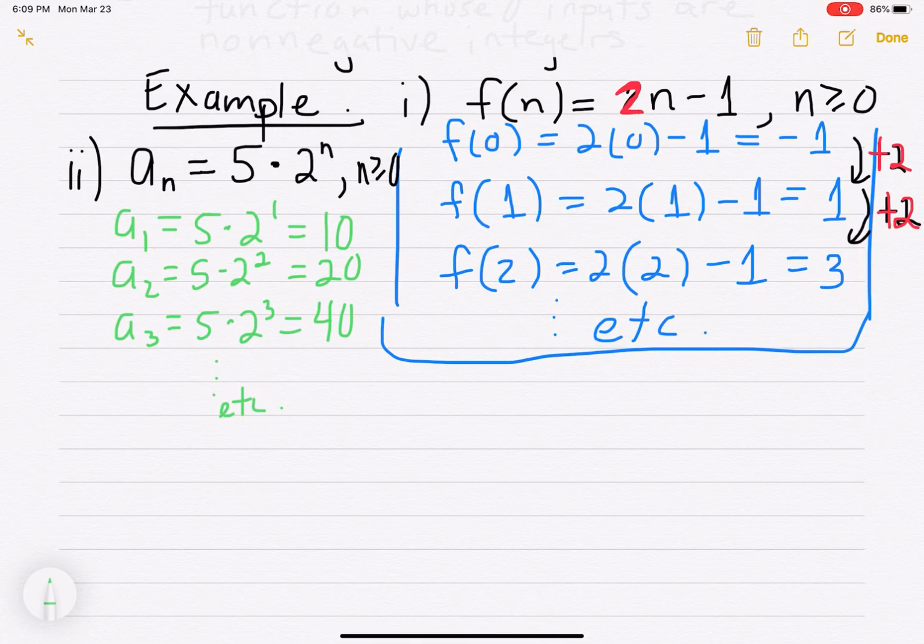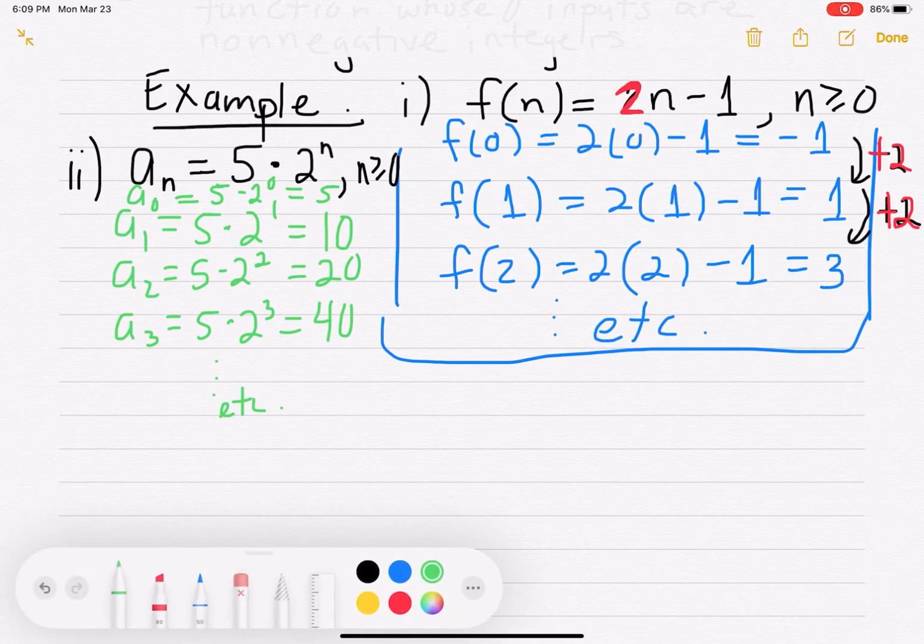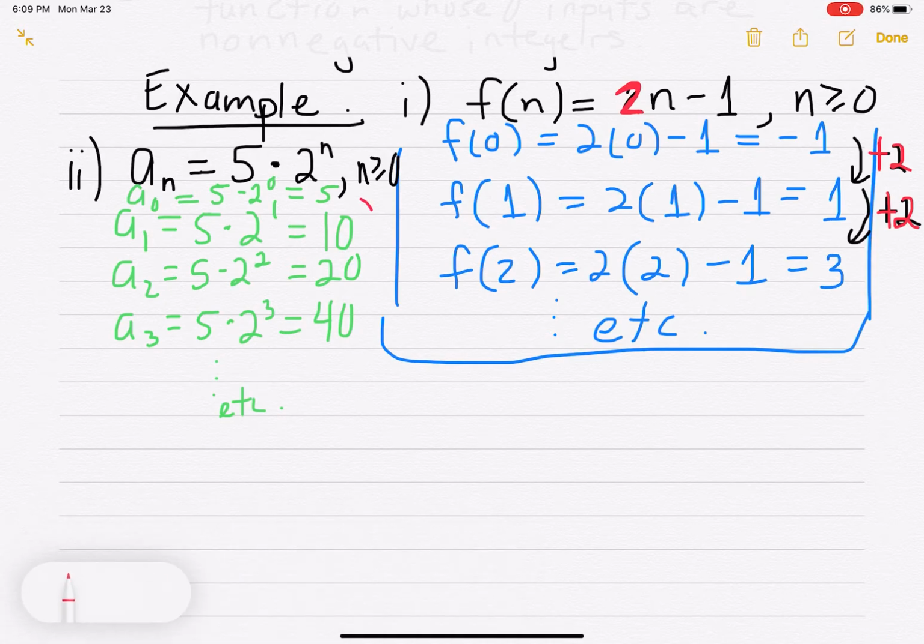So if you notice what's happening, oh, I never did a to the 0. A sub 0, did I? Let me squeeze that one in. A sub 0, so 5 times 2 to the 0, it's going to be 5 times 1, or 5. So it looks like we started at 5, and then we doubled that, right? We multiplied by 2. And from 10 to 20, we doubled, multiplied by 2. And then we doubled from 20 to 40, we multiplied by 2.